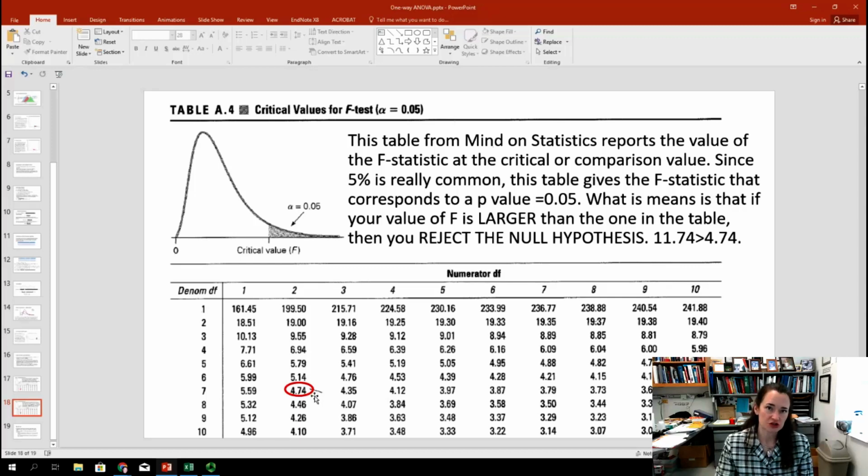So if you're going to reject at the 5% level at an F statistic of 4.74, then you sure as heck would reject an F value of 11.74, right? Because 11 is greater than 5. So that means that if your F statistic is greater than the threshold value, you can reject that null hypothesis, that at least one of the groups has a mean that's different. So that's how you use the tables if you want to know whether or not to reject your null hypothesis.